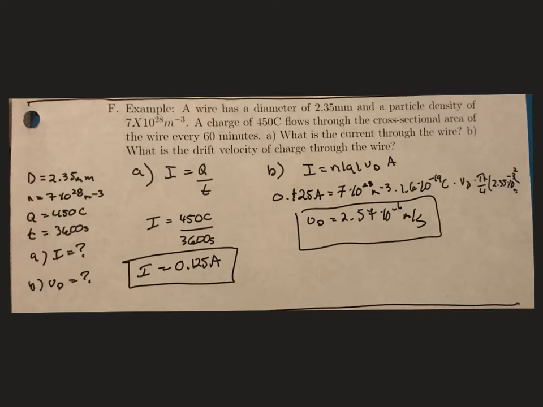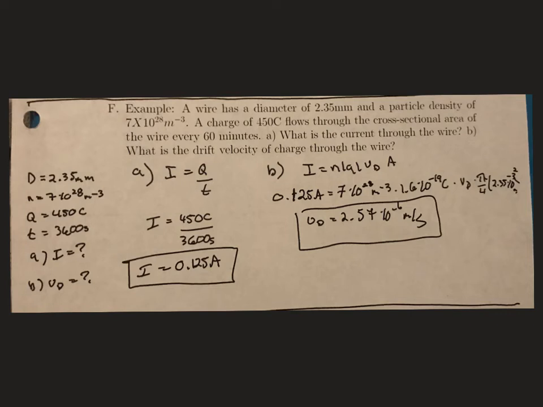In our second part, we want to know what the drift velocity is. So now that we know what the current is, we can use our relationship of current in terms of drift velocity in order to calculate this. So I have the current, which is the 0.125 amps, times the particle density, which is 7 times 10 to the 28 particles per meter cubed, times the charge of an electron, so the absolute value of it, 1.6 times 10 to the minus 19 coulombs. The drift velocity is unknown, and then the cross-sectional area.